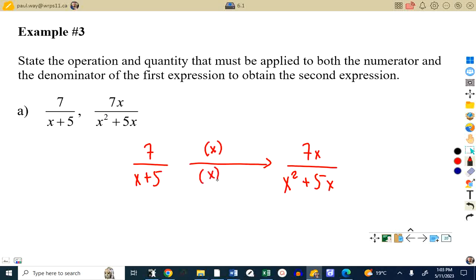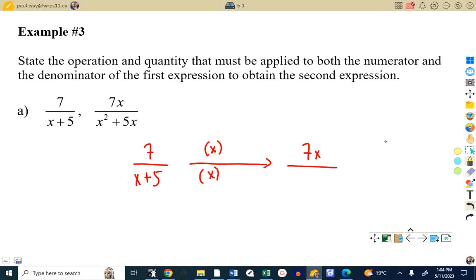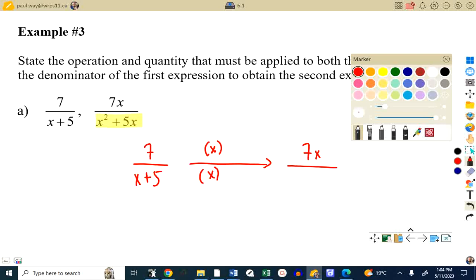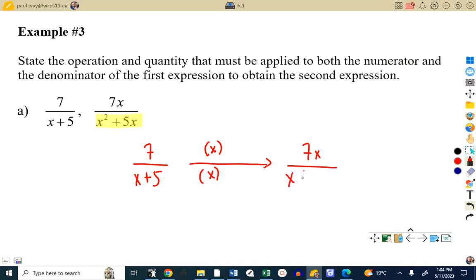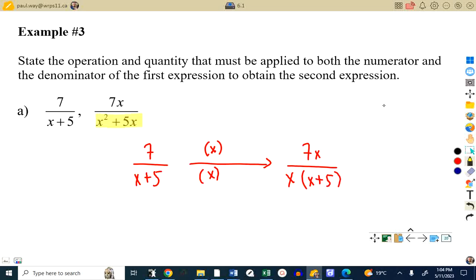And by the way, if that's not clear, rather than me writing x squared plus 5x, if you take a look at this, I can factor an x out of that and have x plus 5. And you can see that in the original expression, there was an x plus 5.